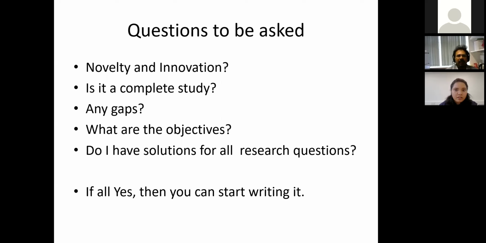So how do you identify the novelty? You do the literature search, and then look into that, and then see that your work is filling that gap. You identify the gap by doing the literature search, and then this particular work fills that gap. And that is the novelty or innovation of that work. You are filling the gap in the existing knowledge.